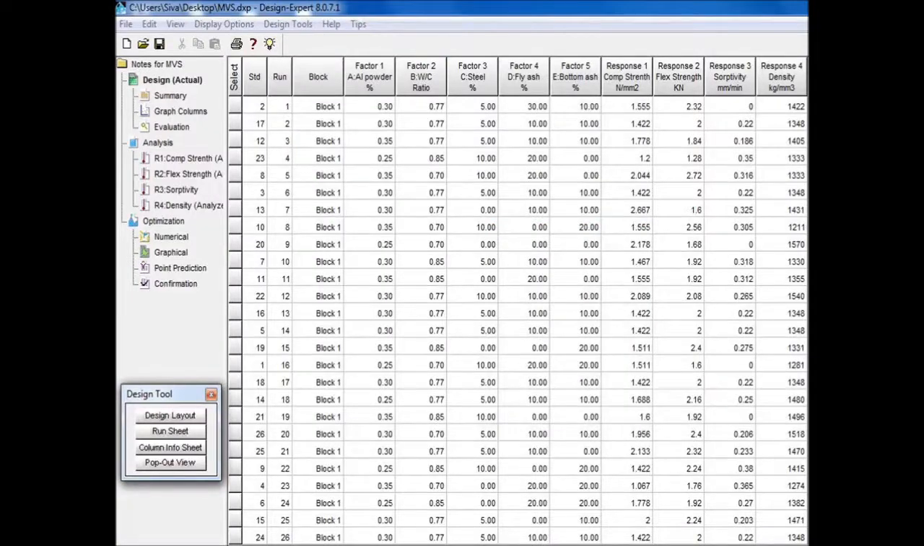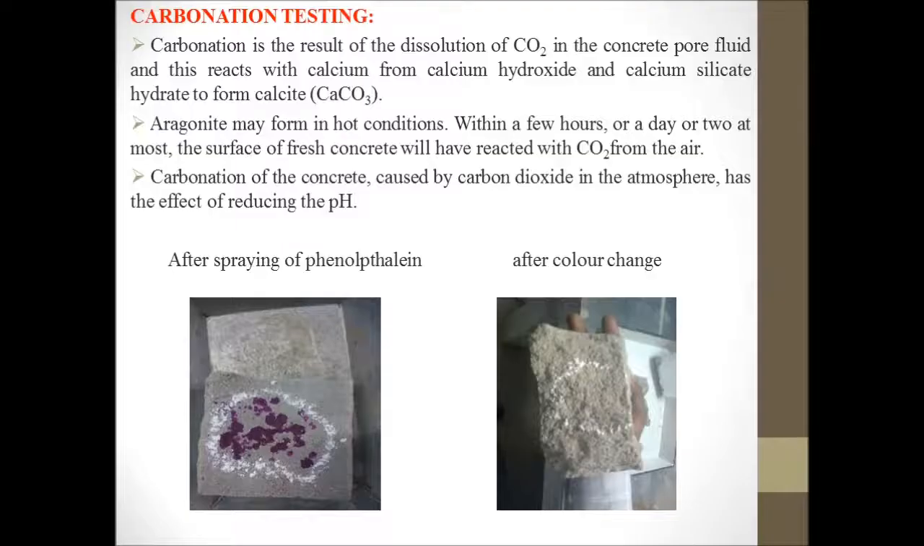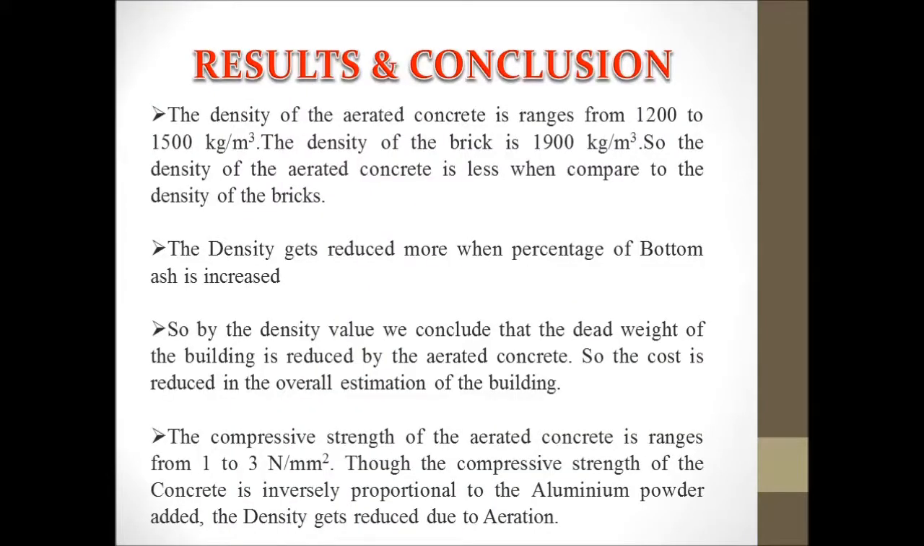These are the input values given for the analysis, except the carbonation testing. So it will give us the analysis and the output graph. Carbonation testing is to find the corrosion resistance. Phenolphthalein is sprayed over the surface of the concrete, and after a few days the color of the phenolphthalein changes back to normal color.